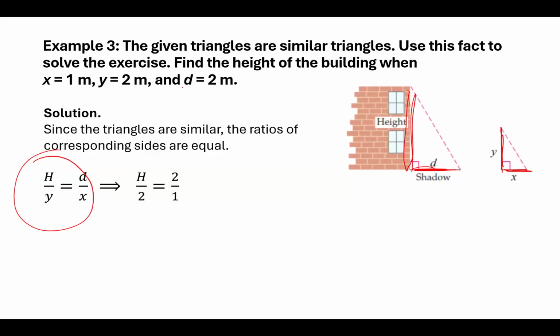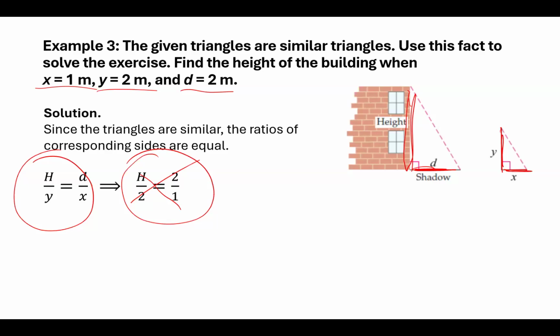Next, substitute all of the numbers that we know. So we know that D equals 2, Y equals 2, and X equals 1. After you substitute your variables, you multiply. I'm going to continue saying it because that's what I've always called it: cross multiplication, which is like this X.